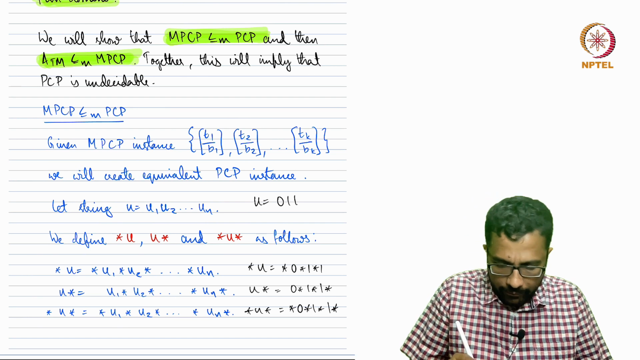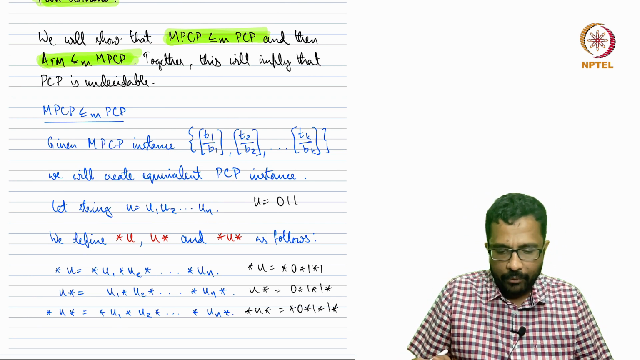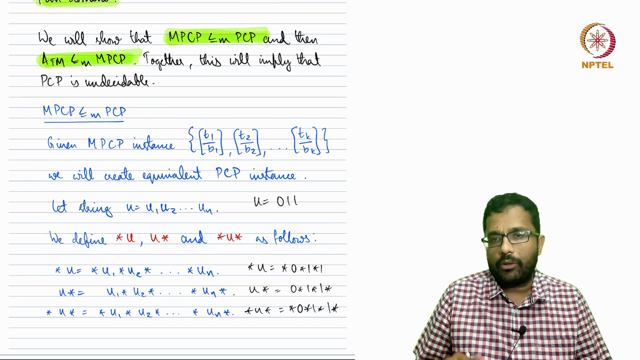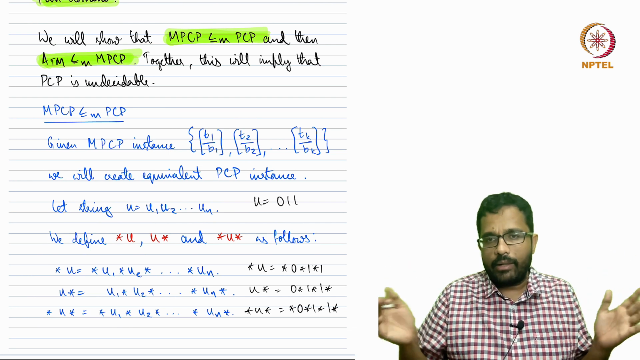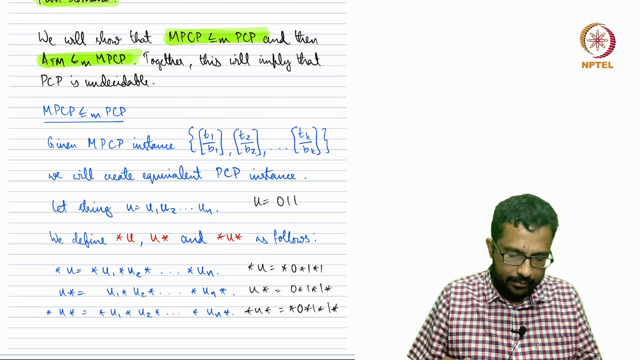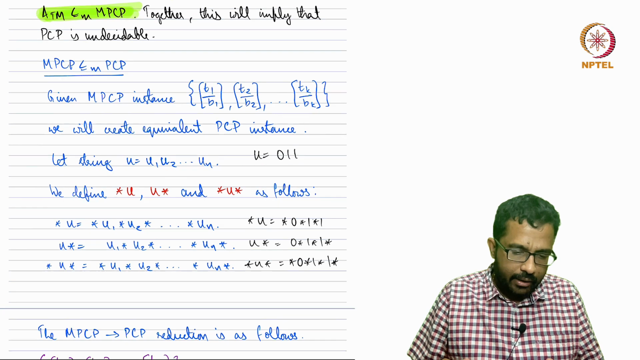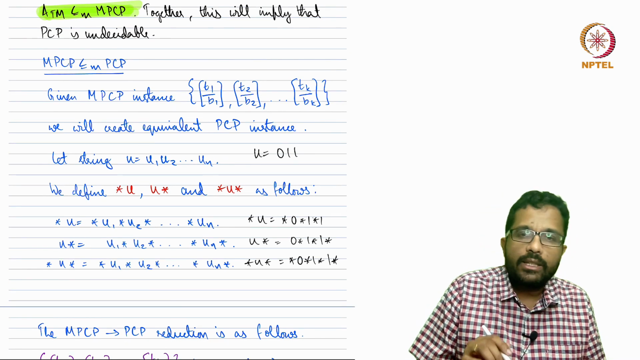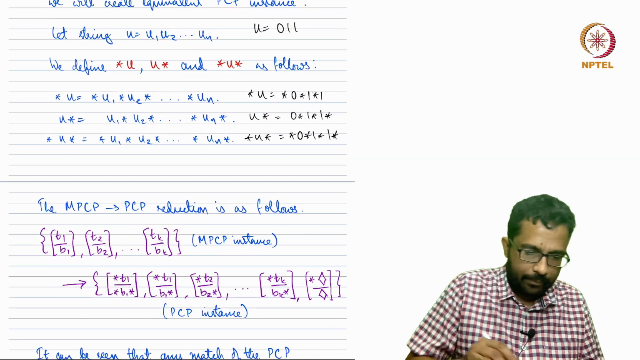So all of them have stars between each symbol, but star U has one at the beginning but not at the end. U star has one at the end but not at the beginning. Star U star has one at the beginning as well as the end. Now using this notation we will transform the MPCP instance to a PCP instance.